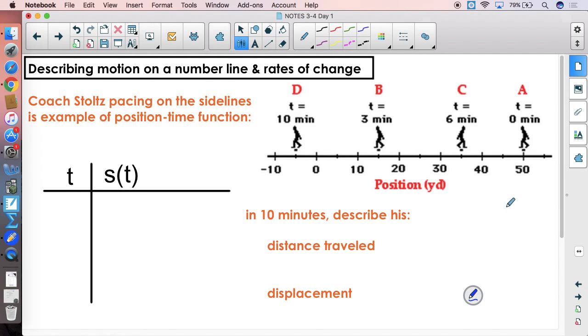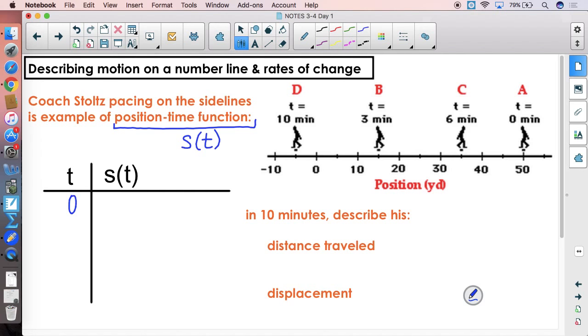So Coach Stoltz is pacing on the sidelines instead of a number line. He's pacing on the sideline. And so that's an example of a position time function. The usual labeling for position time is S of t. You'll see it quite a bit. It's not the only labeling, but it's a really common one. So as he's pacing on the sidelines, let's make a chart of what he's actually doing with respect to the direction he's doing it in.